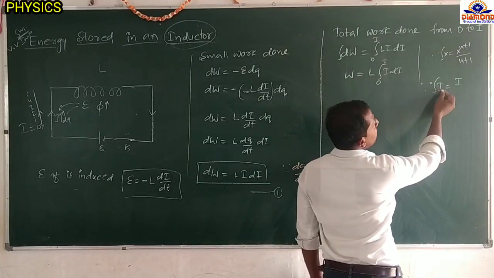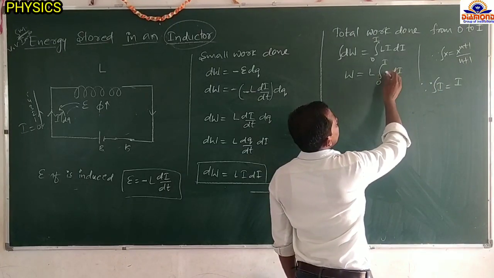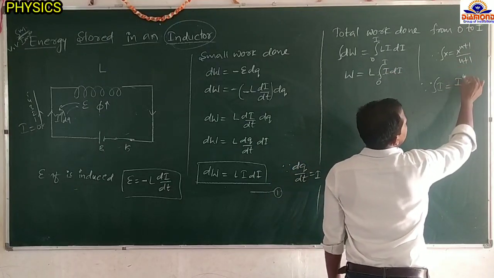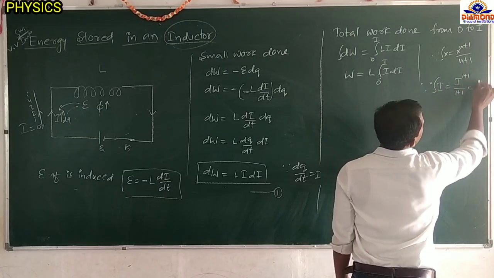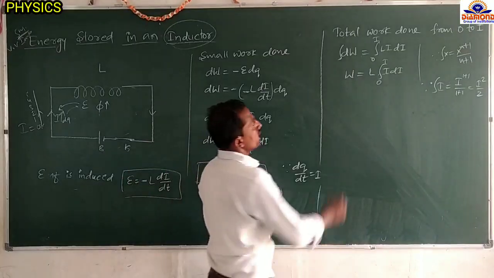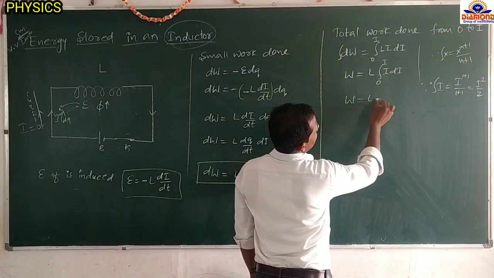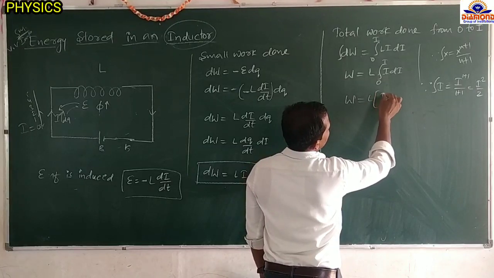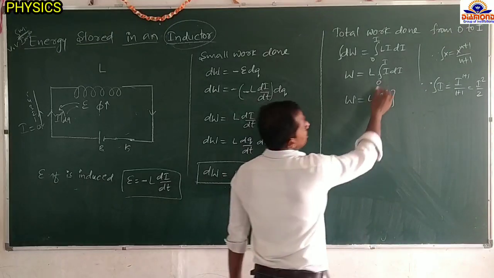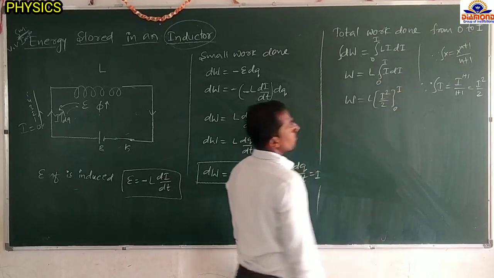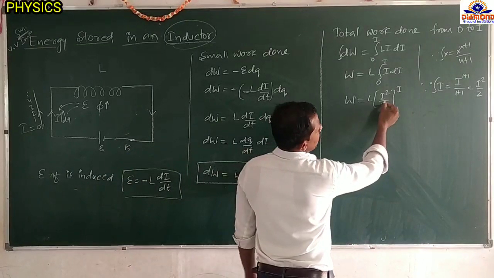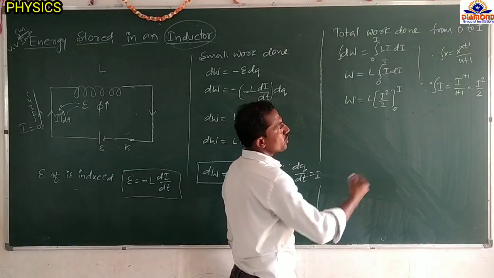But what are we integrating? We are integrating i. Then the value is 1 plus 1 divided by 1 plus 1, so we write i square by 2. It is the integration of i. Then W equals L times i square by 2. Then what is our limit? 0 to I. This is the limit. Next, we multiply these values with the limit.